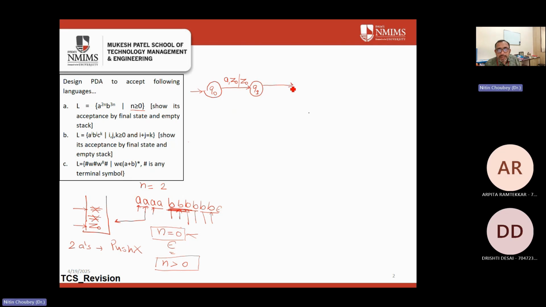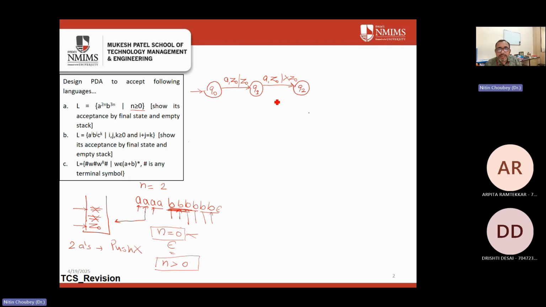For second A, on the stack top, it is but natural. Initially we'll have Z0 only. We'll push X on the Z0. Now again, third A need to be skipped, and for fourth A, push another X.